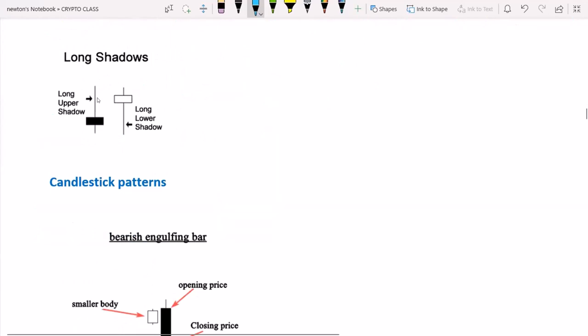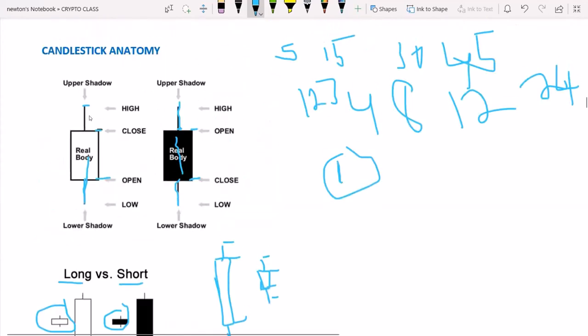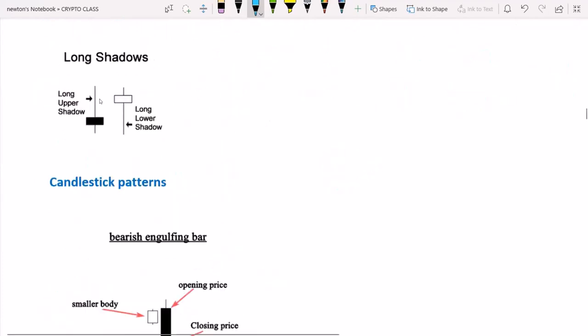These are the shadows of the candle. Remember what I said here, this guy here, these are actually the shadows of the candle. So you can see how long this shadow is and how short this is, or how long this is and how short this is. So these are called long upper shadow, and this is called long lower shadow. All right, so now what does this mean?